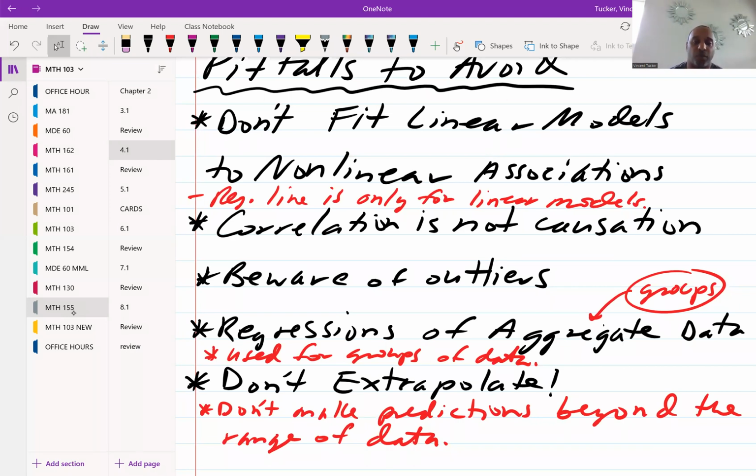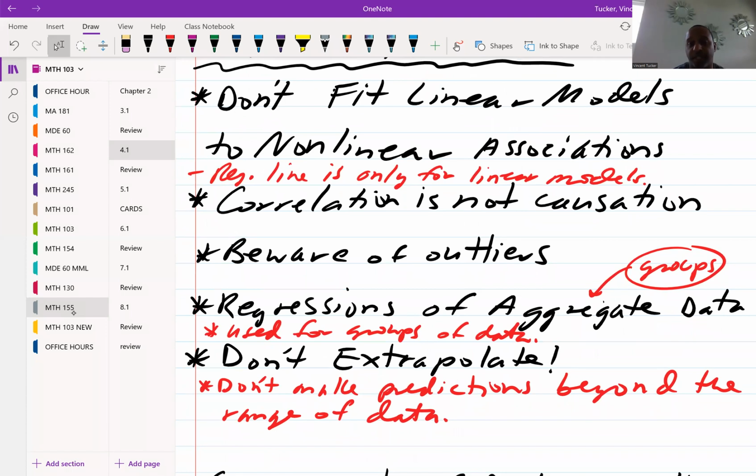Always be careful with regressions of groups of data, aggregated data. It can be used for that. And it says don't extrapolate. In other words, don't make predictions beyond the range of the data. One example they used was the height of children and the height of teens. You can't go off of 0 to 12 and then predict 13 to 17, because the heights start to vary tremendously because of puberty kicking in. So that's why they say don't extrapolate, don't make predictions beyond the range of data. Once again, these are just things to be careful with when using your regression line.